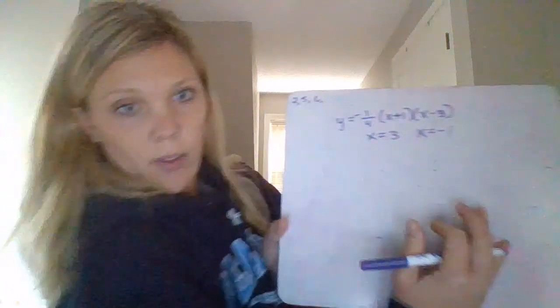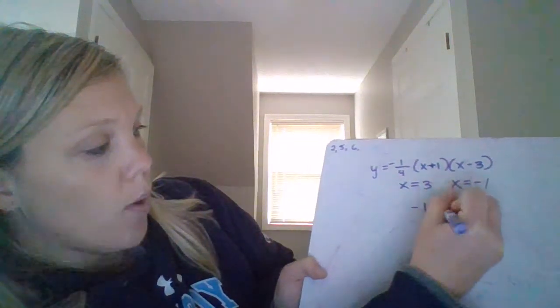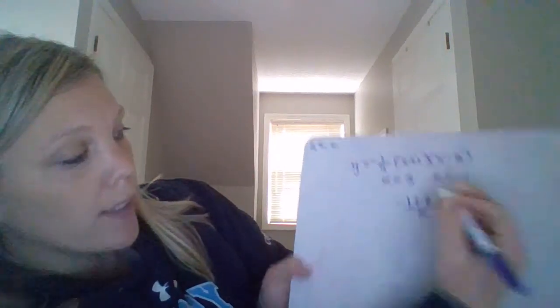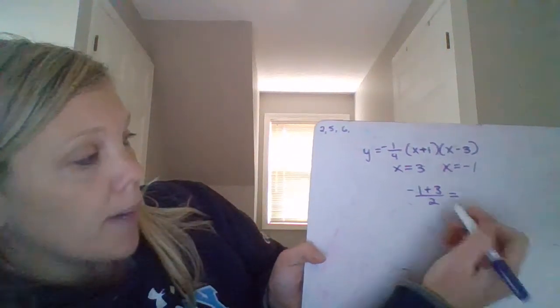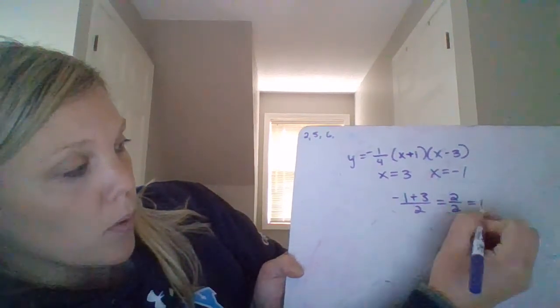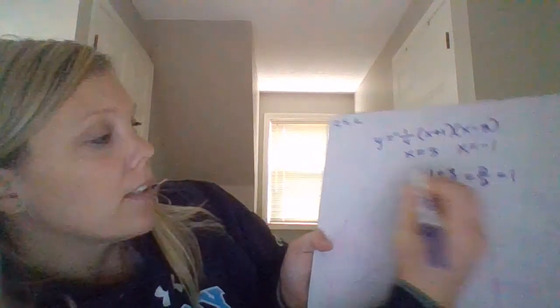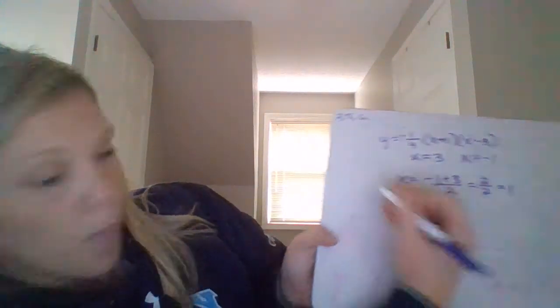The next thing you want to do is find the vertex by adding -1 and 3 together and dividing by 2. So you're just adding these two x-intercepts and then dividing by 2. -1 and 3 is 2. 2 divided by 2 equals 1. So that's the x coordinate of your vertex. You need to now plug that in to get y.